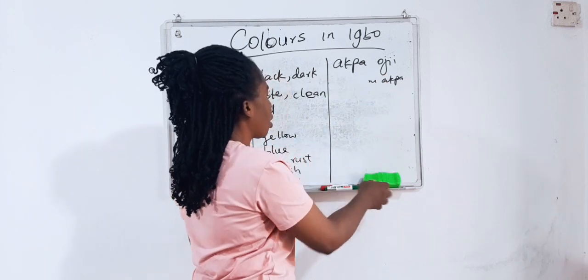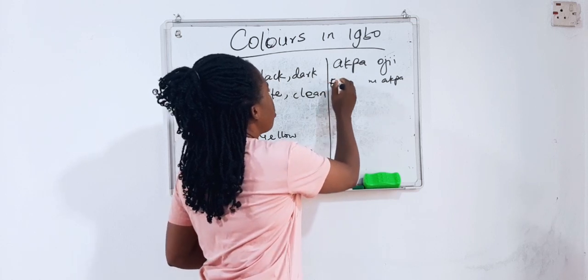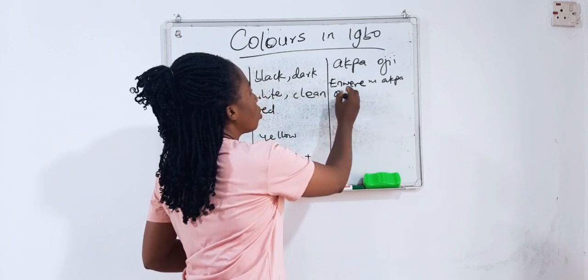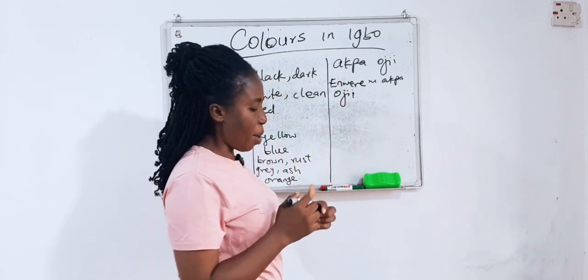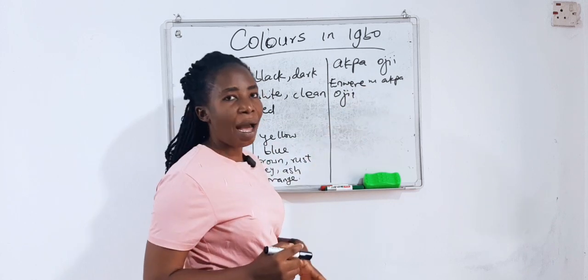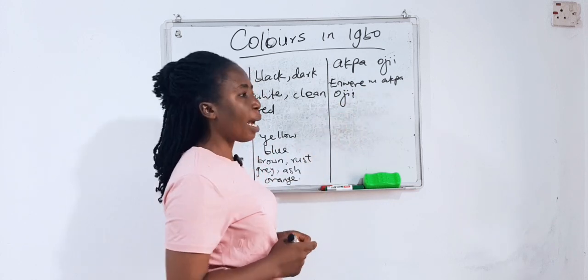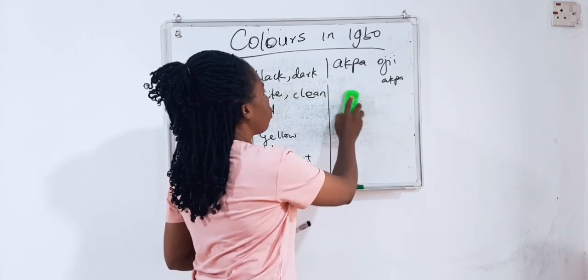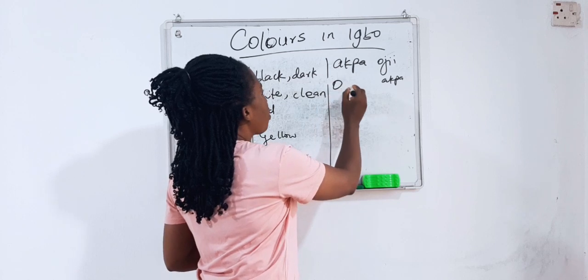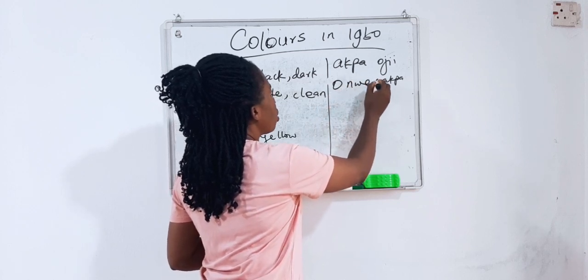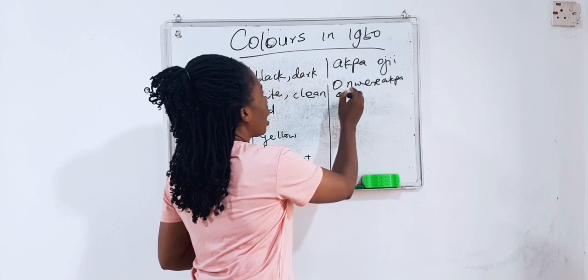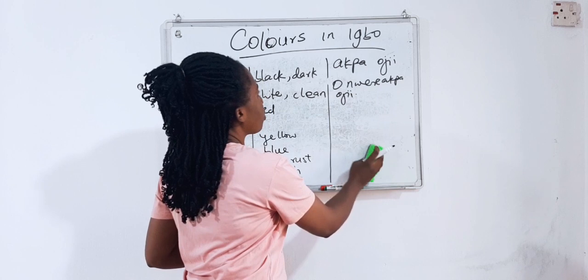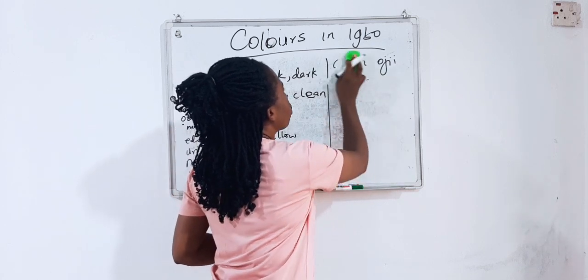You can say, enwerem apa oji. I have a black bag. Enwerem, I have apa oji, a black bag. If you don't want to use yourself, you can say, Onwere, he or she has a black bag. Onwere apa oji.